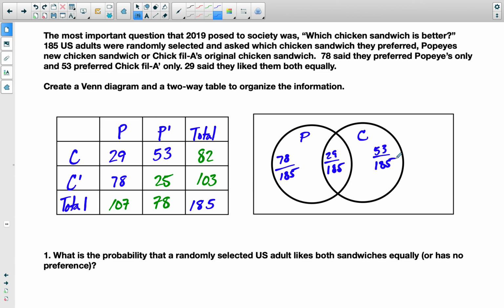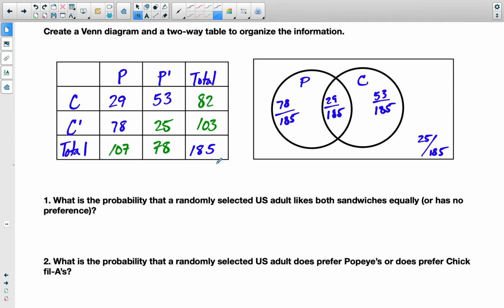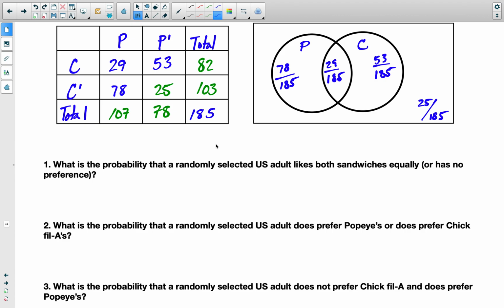Okay. Now there's some people unaccounted for. These 78 plus 29 plus 53, and then subtract that from 185, and I find out that 25 out of 185 do not like either of the chicken sandwiches in this particular case. Okay, so now let's work with counts instead of percentages.